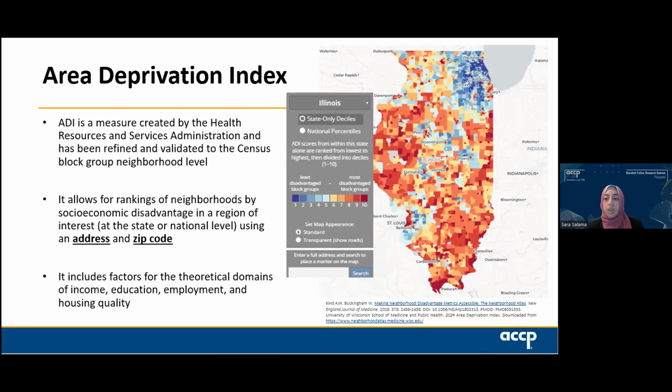And here's a depiction of what it would look like as we enter these for our patients. So what we were able to do is leverage the full address and zip code from the electronic medical record to then produce a score of either 1 to 10 or somewhere in between. So a score of 1 reflects the least disadvantaged patient groups, where a score of 10 reflects the most disadvantaged patient groups.